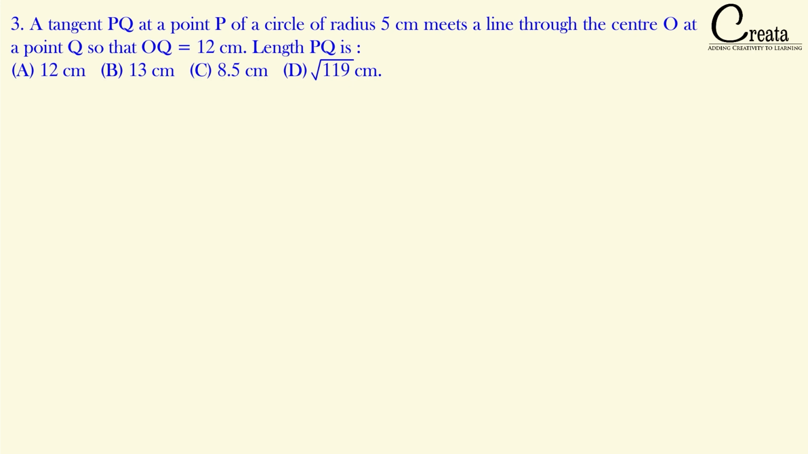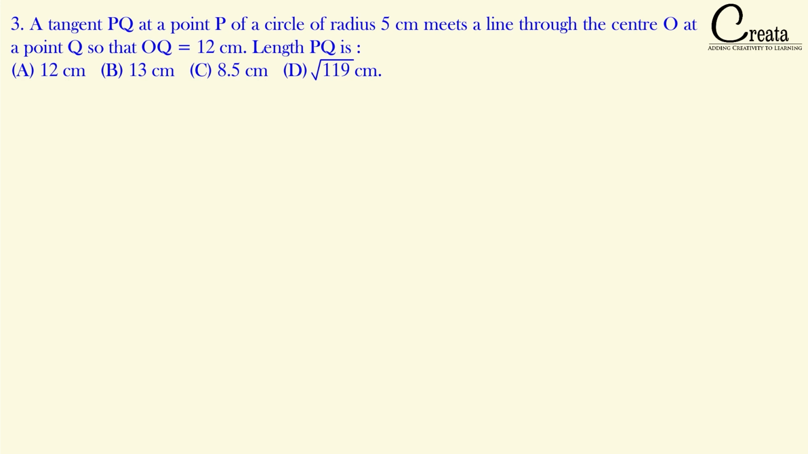So again, back to the lecture. Let's move to question number 3. A tangent PQ at a point P of a circle of radius 5 cm meets a line through the center O at a point Q so that OQ is equal to 12 cm. Length PQ is? 4 options are given: A, B, C, D.